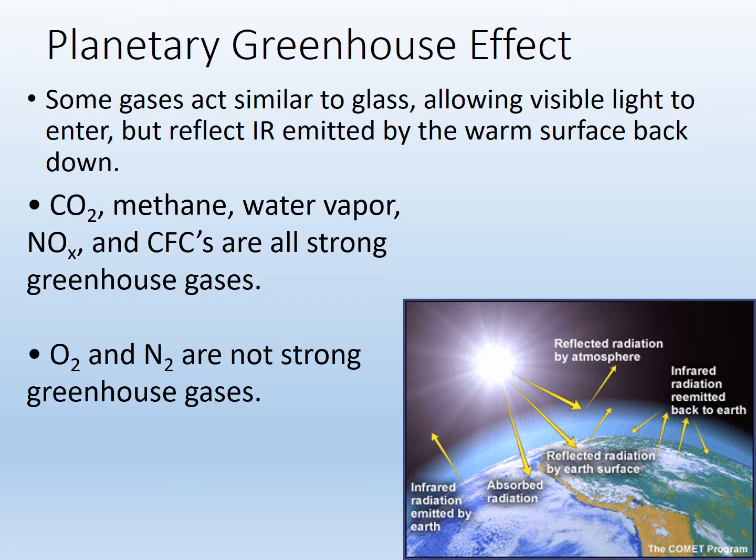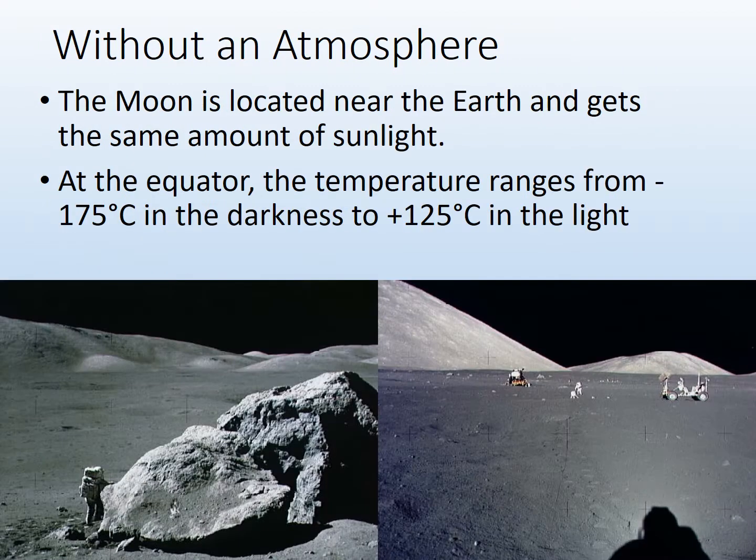As it turns out, oxygen and nitrogen are not strong greenhouse gases. So let's talk about what the Earth would be like if it didn't have an atmosphere. We have an example of this nearby, the moon. Our moon gets the same amount of sunlight that the Earth does because it's the same distance from the sun, but it doesn't have an atmosphere that can absorb solar radiation.